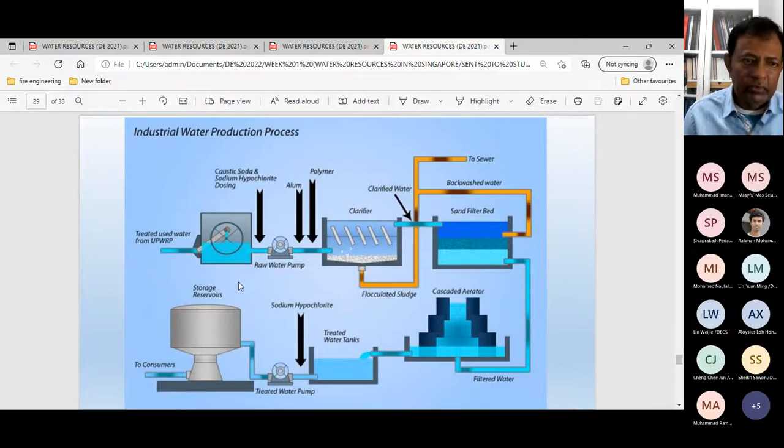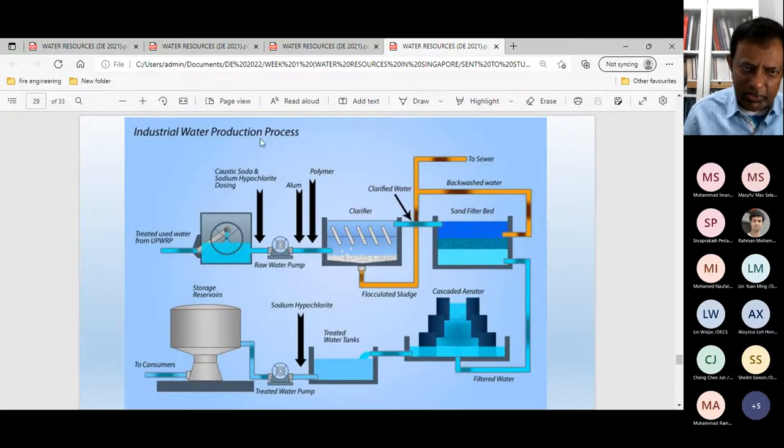Okay, so this water taken from Ulu Pandan treatment plant, passing through this series of treatment units, is for industrial use. In other words, it can only be used for washing, for watering plants, and for fire protection systems, but it cannot be used for drinking purposes. So this is the first effort which took place in converting wastewater into industrial water.